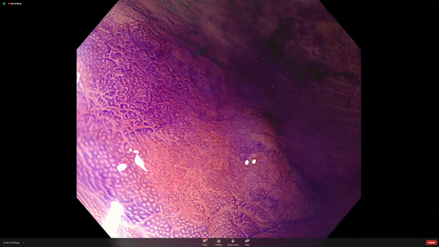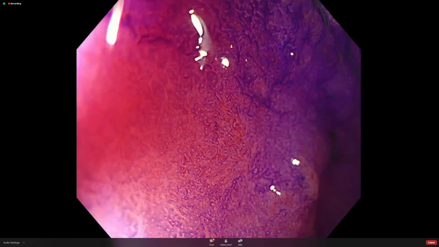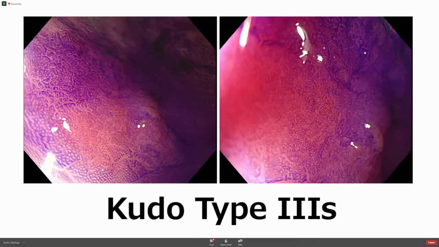Yes, thank you. As Dr. Sano said, our diagnosis was type 3S, because in the depressed area the irregularity is not high. However, the pit pattern showed very small pits, smaller than the surrounding area. So we diagnosed 3S. But as Dr. Sano said, some doctors say that this is 5I. But my diagnosis was type 3S. So let's move on to the next slide.